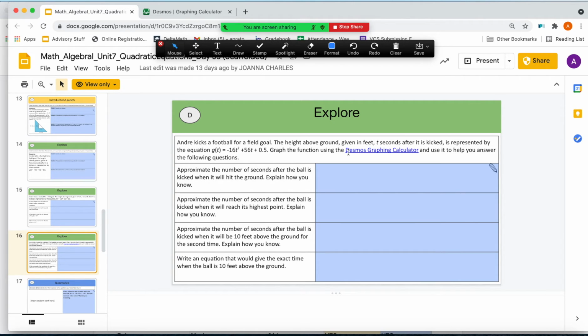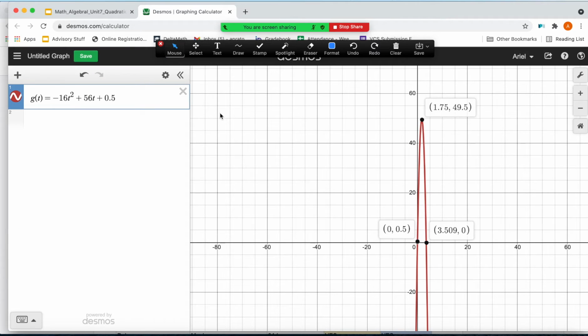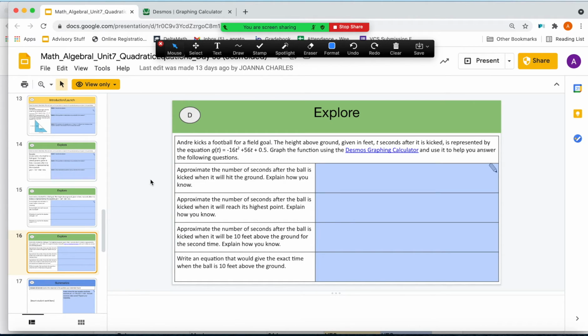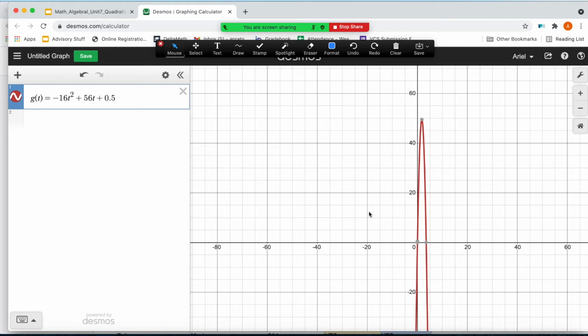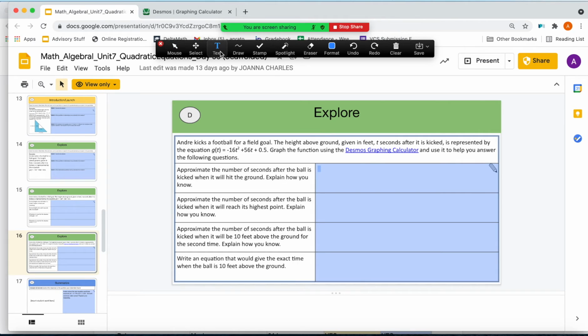So here's the same equation. Using the graphing calculator, we're going to graph it. Okay, here's this equation graphed. Notice the shape. So the first question says, approximate the number of seconds after the ball is kicked when it will hit the ground. What does that mean when it will hit the ground? Where on the graph do you see the ball being kicked and hitting the ground? Right here. When the ball is at 0 feet, it hits the ground, which is a height of 0, at about 3.5 seconds. So about 3.5 seconds since the graph crosses the x-axis just near the 3.5 on the axis.